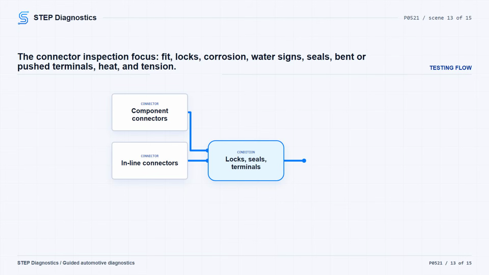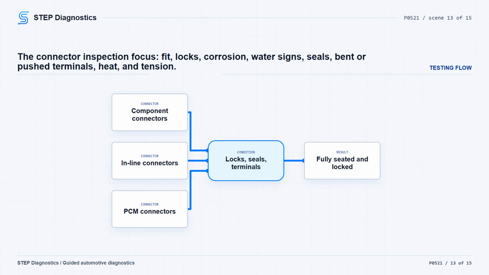Before condemning the PCM, perform any applicable service bulletins, then inspect the related connections. Disconnect the PCM harness connectors, any related inline connectors if equipped, and the related component connectors. Look closely for connector installation problems, damaged locks, corrosion, signs of water intrusion, seal damage if equipped, bent terminals, overheated or discolored terminals from poor connection, and terminals pushed back in the connector cavity. Check for spread terminals and verify proper terminal tension.